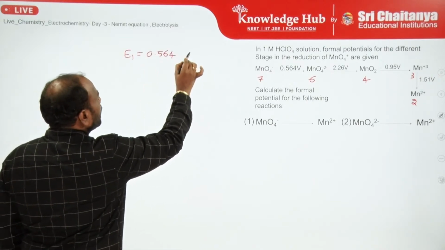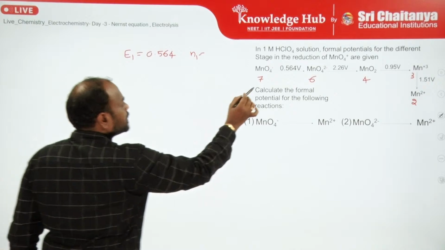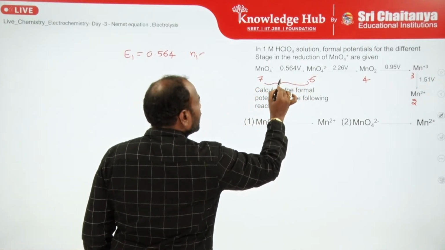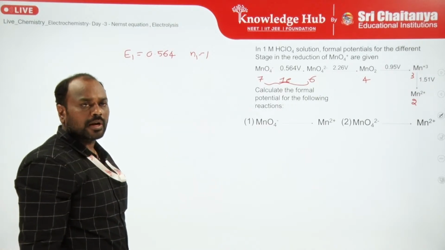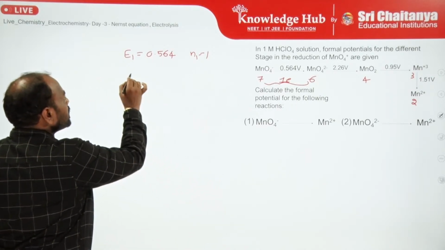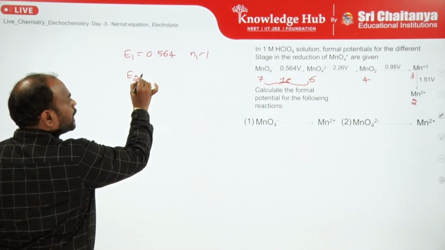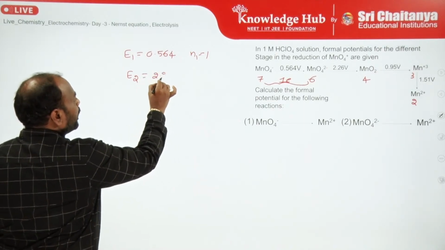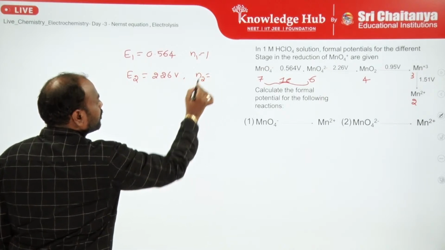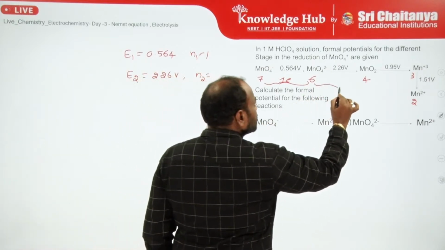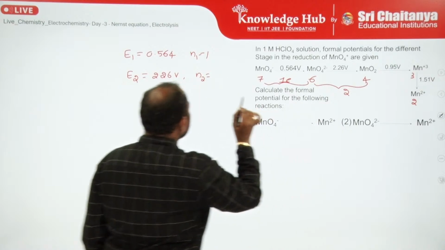0.564. N1: what is the change from here to here? The change in the number of electrons is 1. That is equal to 1. Next, second stage, E2. What is the E2 value? 2.26 volts. What is the change in number of electrons from here to here? 6 to 4. That is equal to 2.